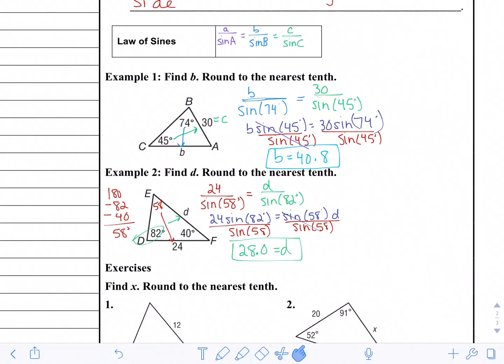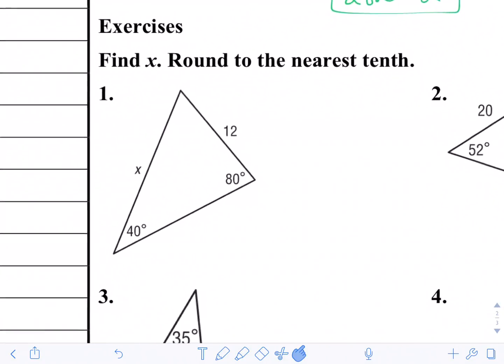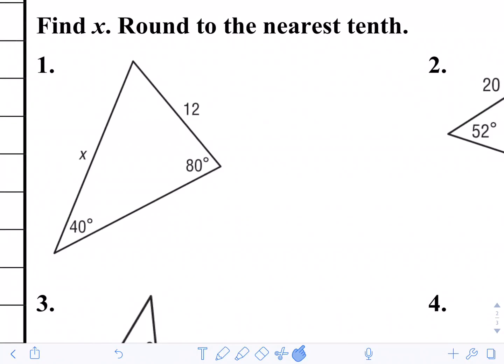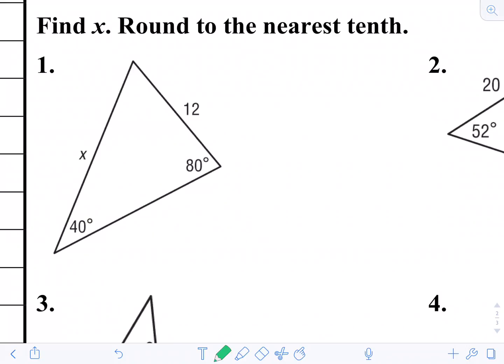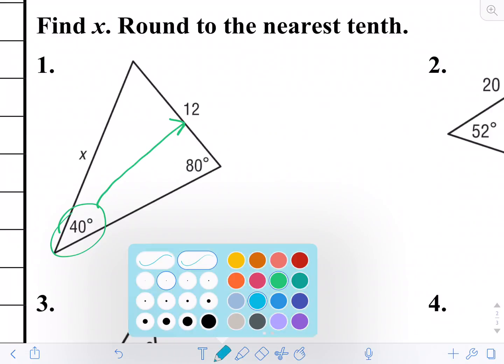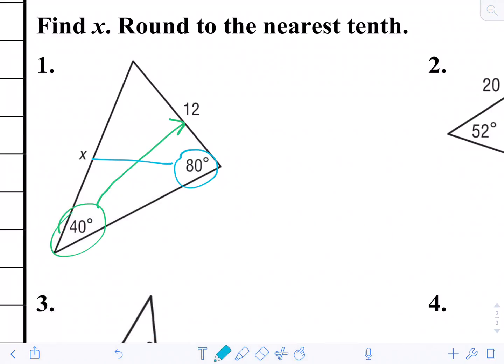Okay, so we have 4 more that we're going to do with the law of sines, and then we're going to get to law of cosines. So again, just identify what you know. I see I have 40 degrees here, and that's going to match up with my side of 12. And then I see that I have 80 degrees here, and that's going to match up with my side x.